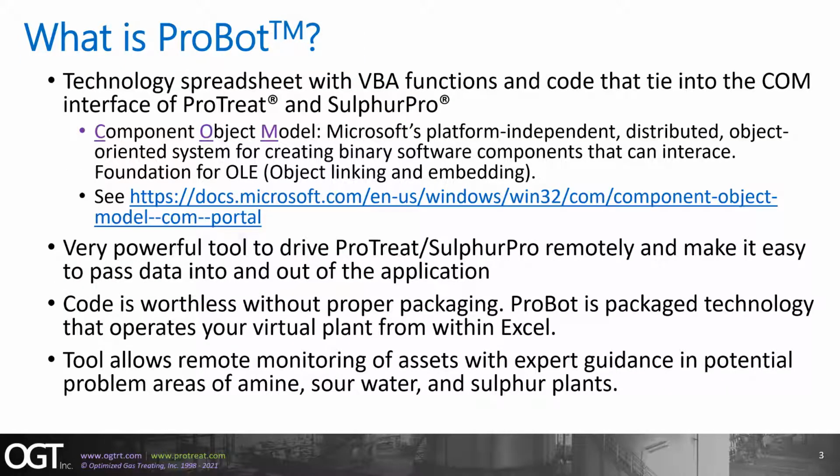So the question you're asking yourselves, what is ProBot? ProBot is a technology spreadsheet with VBA functions and code that tie into the COM interface of both ProTreat and SulfurPro. COM stands for Component Object Model, and I've given a reference here for further reading if you feel so inclined. Be warned, though, it is fairly deep reading and is not for the faint of heart. OGT uses COM as a communication mechanism between SulfurPro or ProTreat and ProBot, which is an Excel spreadsheet tool. The idea is to operate a virtual plant from within Excel, which has some benefits we will discuss further on.